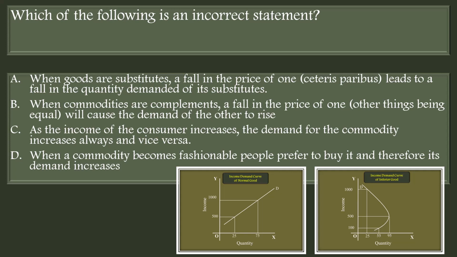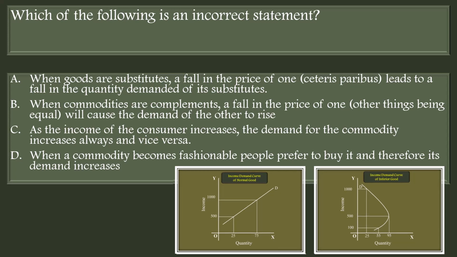C. As the income of the consumer increases, the demand for the commodity always increases, and vice versa. D. When a commodity becomes fashionable, people prefer to buy it and therefore its demand increases. Generally speaking, it is true, but not always.